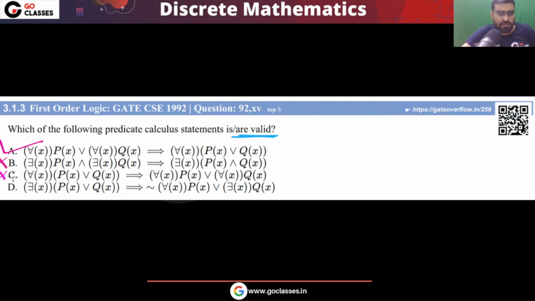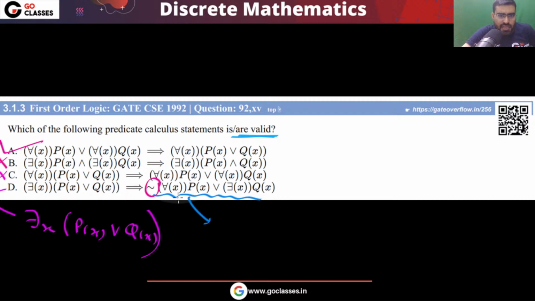Okay, what about the next? What about D? Let's try this D. This D is actually very simple. You can see that there exists x, this is saying Px or Qx. This is your LHS. Now, you can simplify this. This will become what you do.